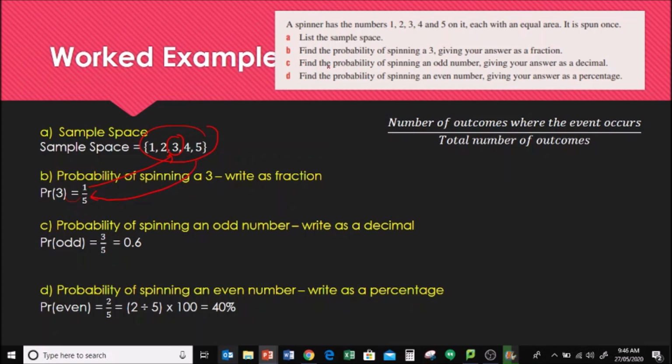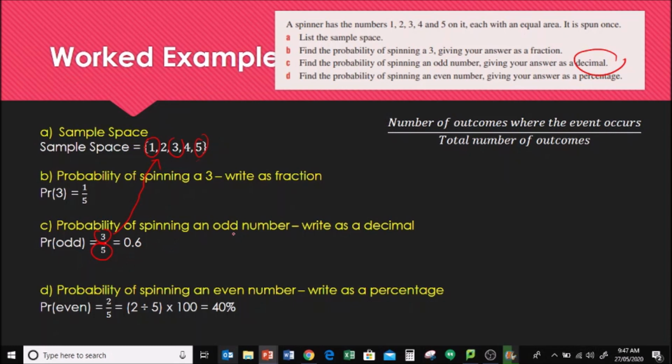Question C says, find the probability of spinning an odd number, giving your answer as a decimal. So the probability of spinning an odd number: we've got 1, 3, and 5. So there are 3 odd numbers. That's where I got the 3 from. And there's a total of 5 outcomes: 1, 2, 3, 4, 5. And so the probability of spinning an odd number is 0.6.